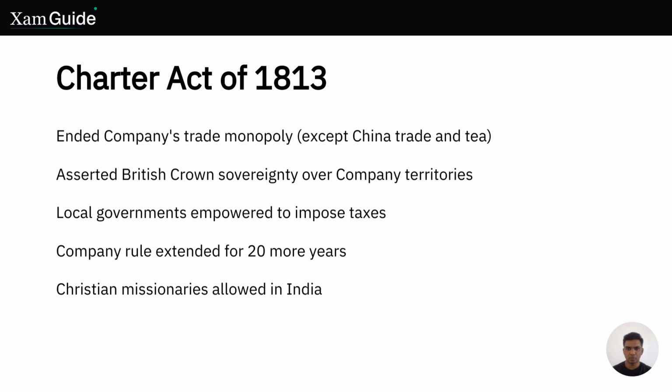They also allowed Christian missionaries to operate in India. They mandated an annual investment of 1 lakh rupees in Indian education, though this was more about creating English-speaking clerks than actual education. They required separate accounts for territorial revenues and commercial profits.